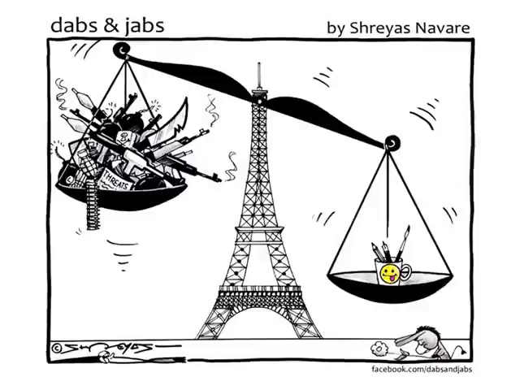Dabs and Jabs is drawn by an Indian cartoonist. His trademark is the donkey in the bottom right-hand corner. World events are seen through the eyes of Zero, this donkey. Note how the cartoonist makes use of the iconic Eiffel Tower and a typically French moustache in his depiction of the scale, where a few pens outweigh an arsenal of weapons.